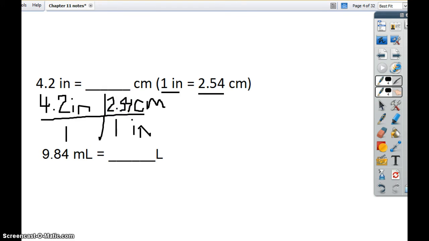Now, the next step said we need to multiply or divide as the problem states. Well, we don't need to worry about ones in the problem. We just need to worry about the non-ones. So since both of these are on top, we want to multiply. So we take 4.2 times 2.54, and we get 10.668. Our inches canceled out, and so that's why we're left in centimeters.